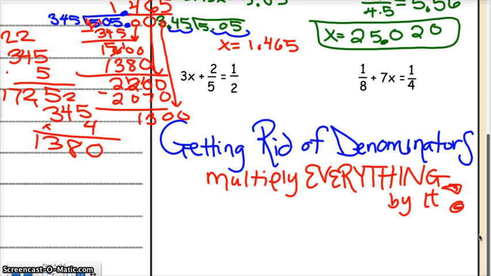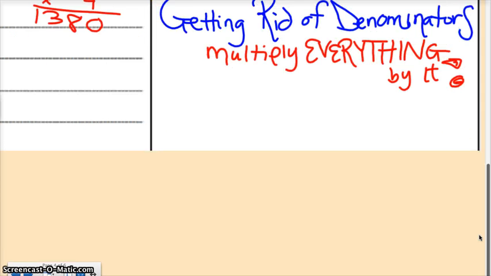I'm going to show you an example, and you're going to see how much easier it is. If I had 3x plus 1/4 equals 2. Right away I think, oh man, this is going to stink. Actually, this one's not too bad because I can easily make a common denominator, but this is much easier. What's my denominator right now? 4. So I'm going to multiply everything through by 4, everything. You can only use this trick if you do it to everything.